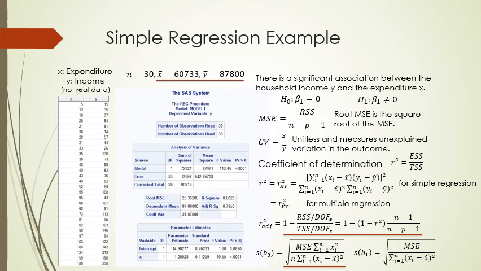Similarly, B1 is 1.2, and the standard error for B1 is 0.11. The standard error for the slope may be calculated from this. The t-value is 10.65 and the p-value is less than 0.0001, which is highly significant. At the 5% significance level, there is enough evidence to conclude that there is a strong positive association between the household income and the household expenditure.